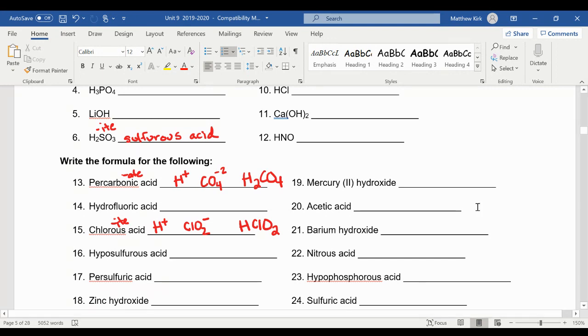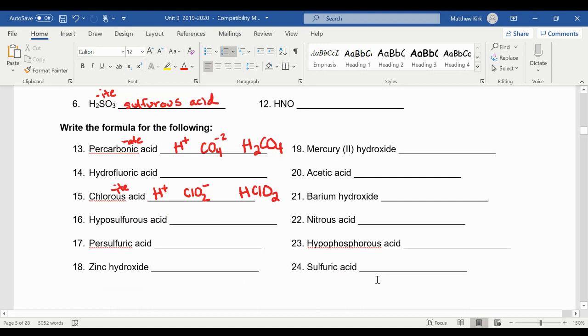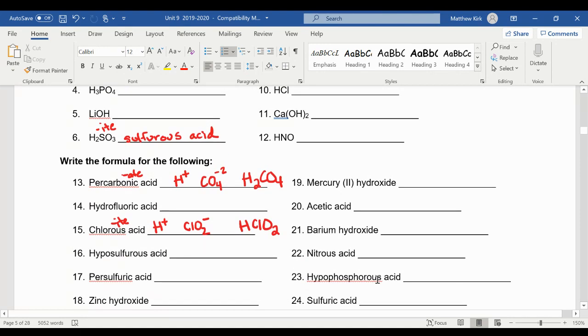Now, there's plenty more good examples on there. So if you want more examples, you can always just Google search for acid and base naming, or you could always try to meet during our office hours between 12 and 2.